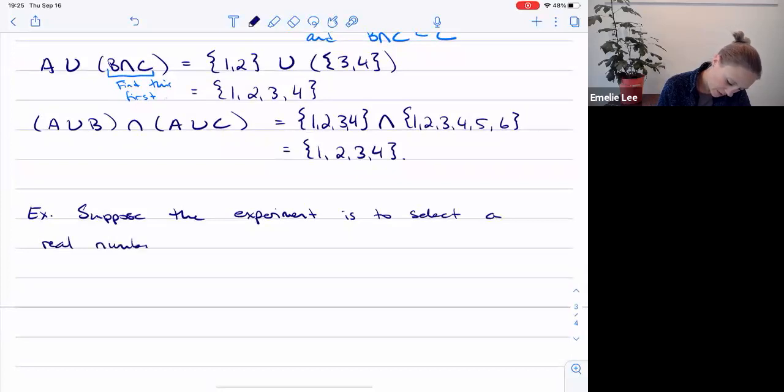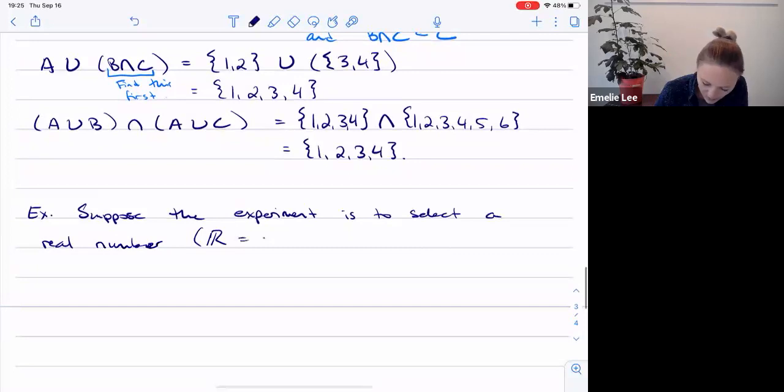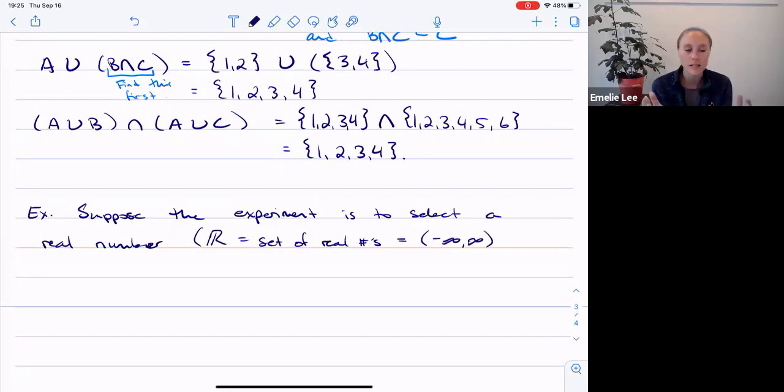A real number is any number, right? So remember, the set of reals is denoted by a capital R with a thick back, right? And so that is the set of real numbers, and it's the set from negative infinity to positive infinity and every value in between.